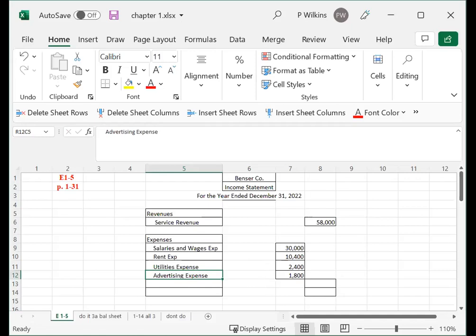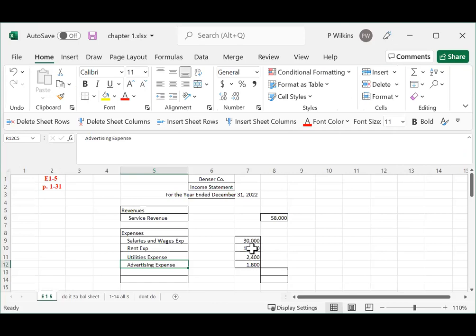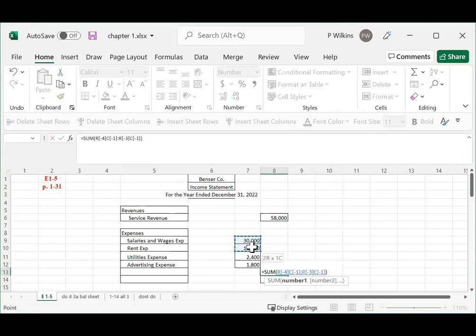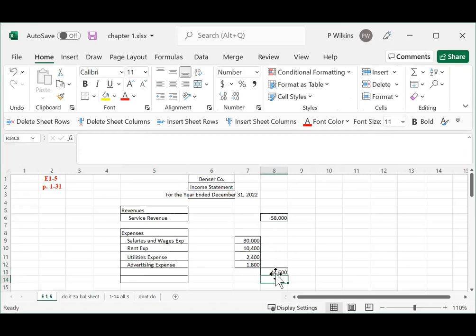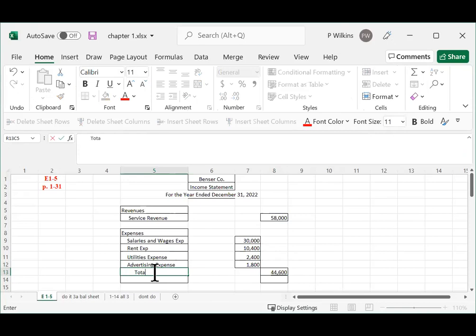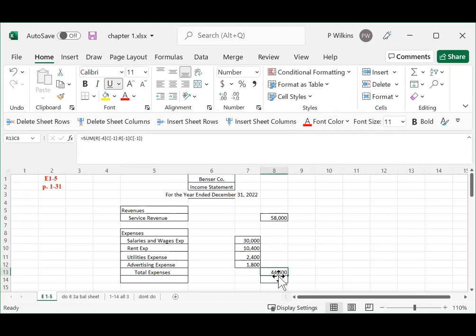Okay, so now when we're looking at this, the next step is going to be to add up all of our expenses. So we're going to add 30,000, 10,400, 2,400, and 1,800, and that's going to give us total expenses of 44,600. So we have to title that line total expenses. Okay, 44,600. Then we're going to look at the revenues and the expenses, right? Because we have to figure out, do we have a net income or a net loss? And remember, the problems that you're doing in this class, you're generally always going to have a net income. I'm confident in saying you will always have a net income, right?